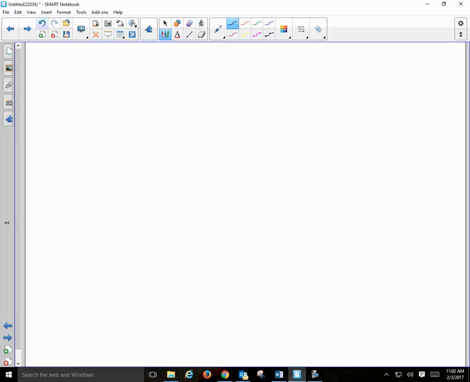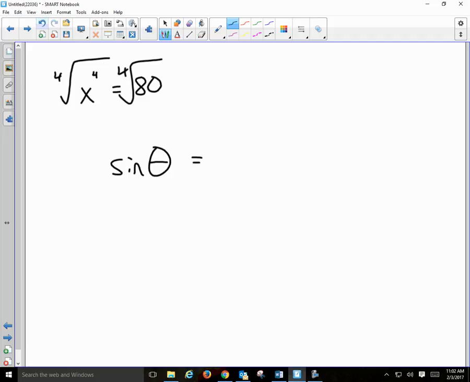So, just to be clear, if I have x to the fourth is equal to 80, how do I solve that? I take the fourth root, because you understand that the fourth root and the fourth power are inverse operations of each other, correct? So if I write sine of theta is equal to 1/2, how do you solve for theta? You do the inverse sine of both sides, and that way those go away, and you end up with theta is equal to that.